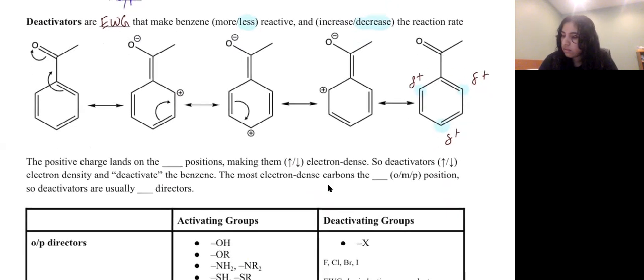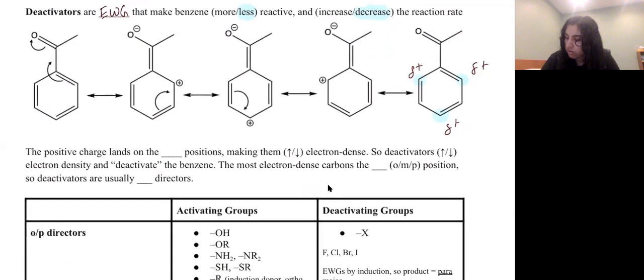So the positive charge lands on the ortho-para positions. That makes them less electron dense. So deactivators decrease overall electron density and deactivate the benzene. And then the most electron dense carbons in the benzene are now in the meta position. So deactivators are usually meta directors, except for halogens.